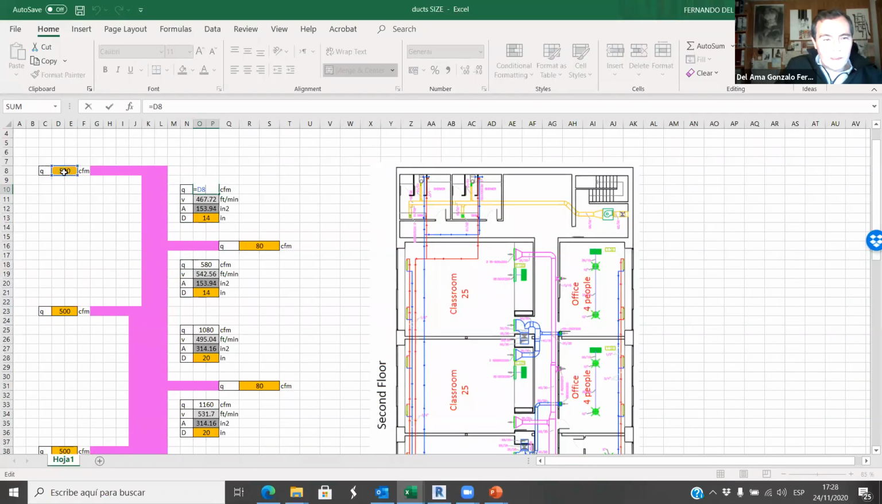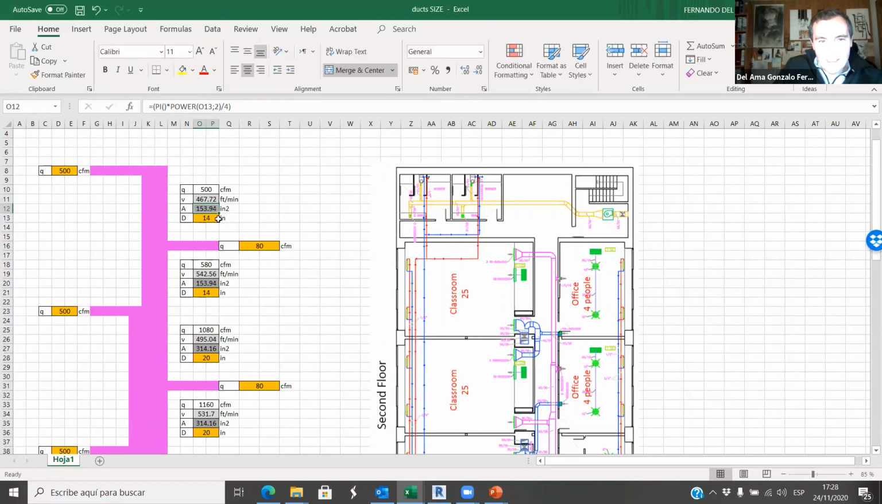So if we click here, the orange cells are the cells that you have to type or change. Okay. And what about this one? This is just D8. So the flow here is the same as in the diffuser. And then this is the velocity. You remember that formula, 144 times the CFM divided by the area. And what is the area? The area is a circle. This is for circular ducts.